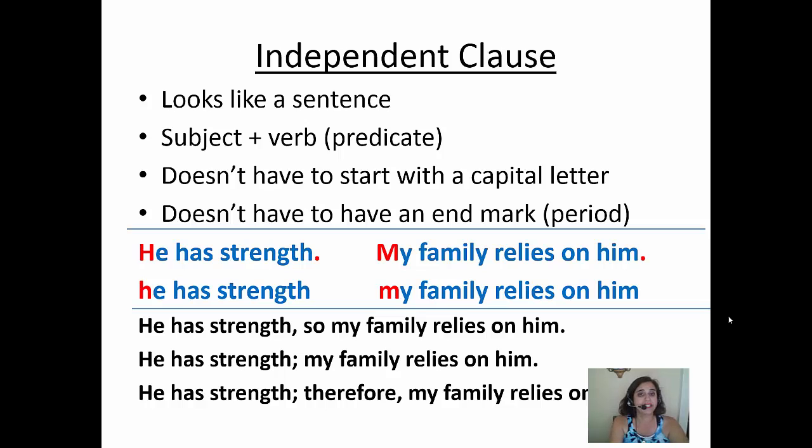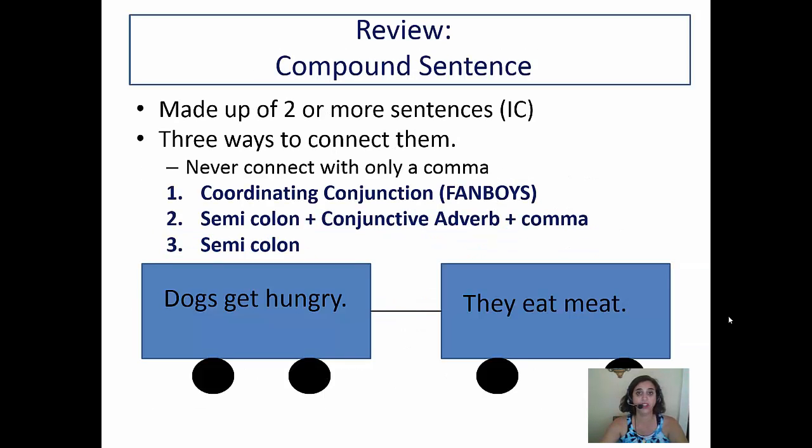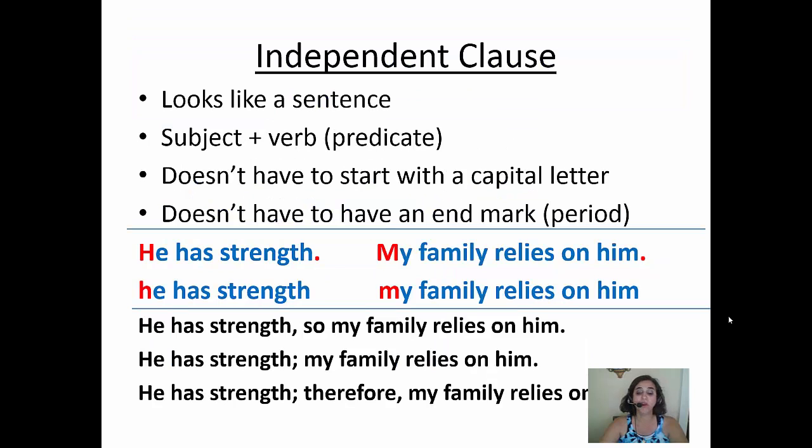You notice throughout this presentation, I've used the phrase sentences, connecting two sentences. For example, dogs get hungry, they eat meat. It is more accurate to call them independent clauses. Though they look like sentences because they have a subject and a predicate, an independent clause doesn't have to start with a capital letter, and it doesn't have to have an end mark like a period.